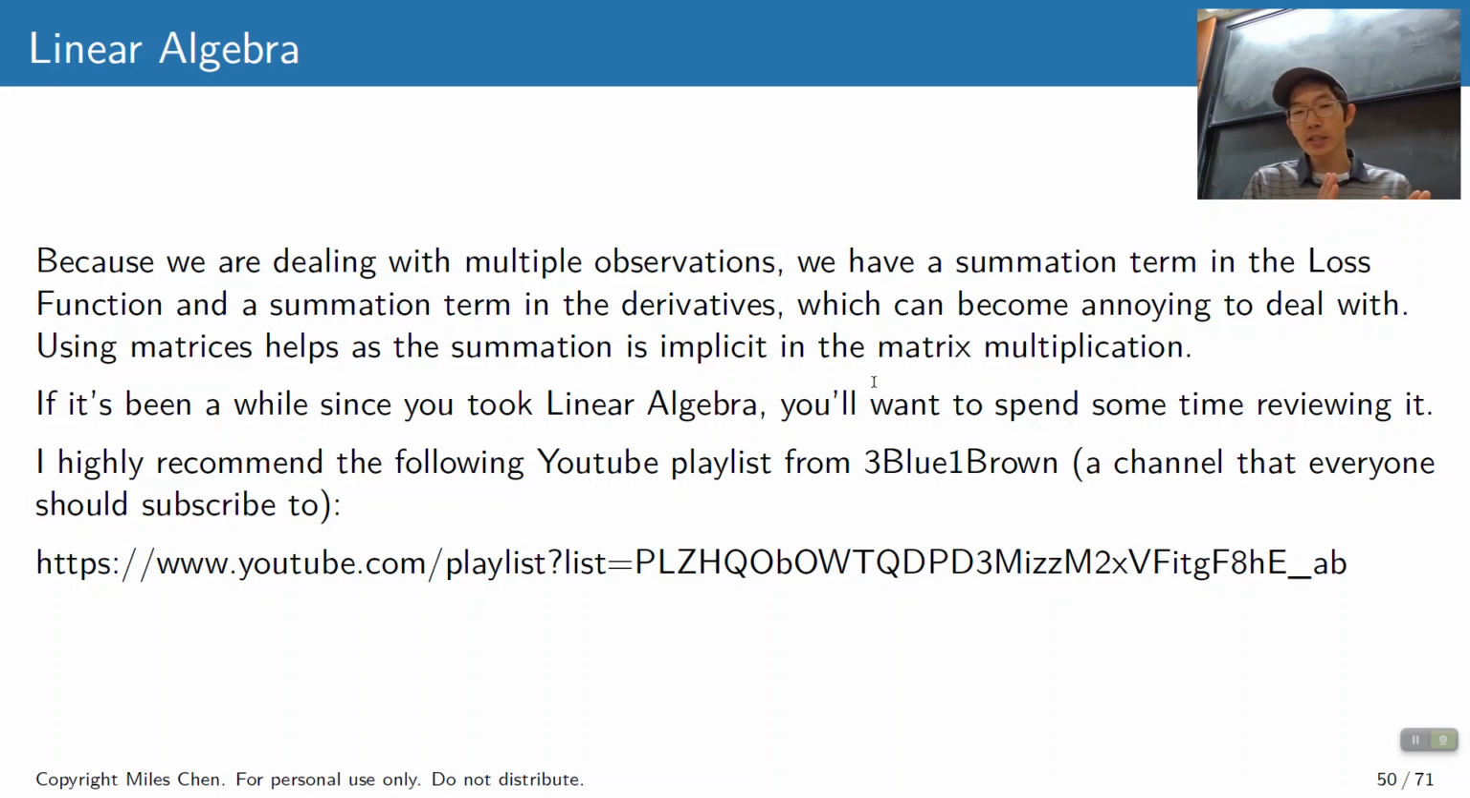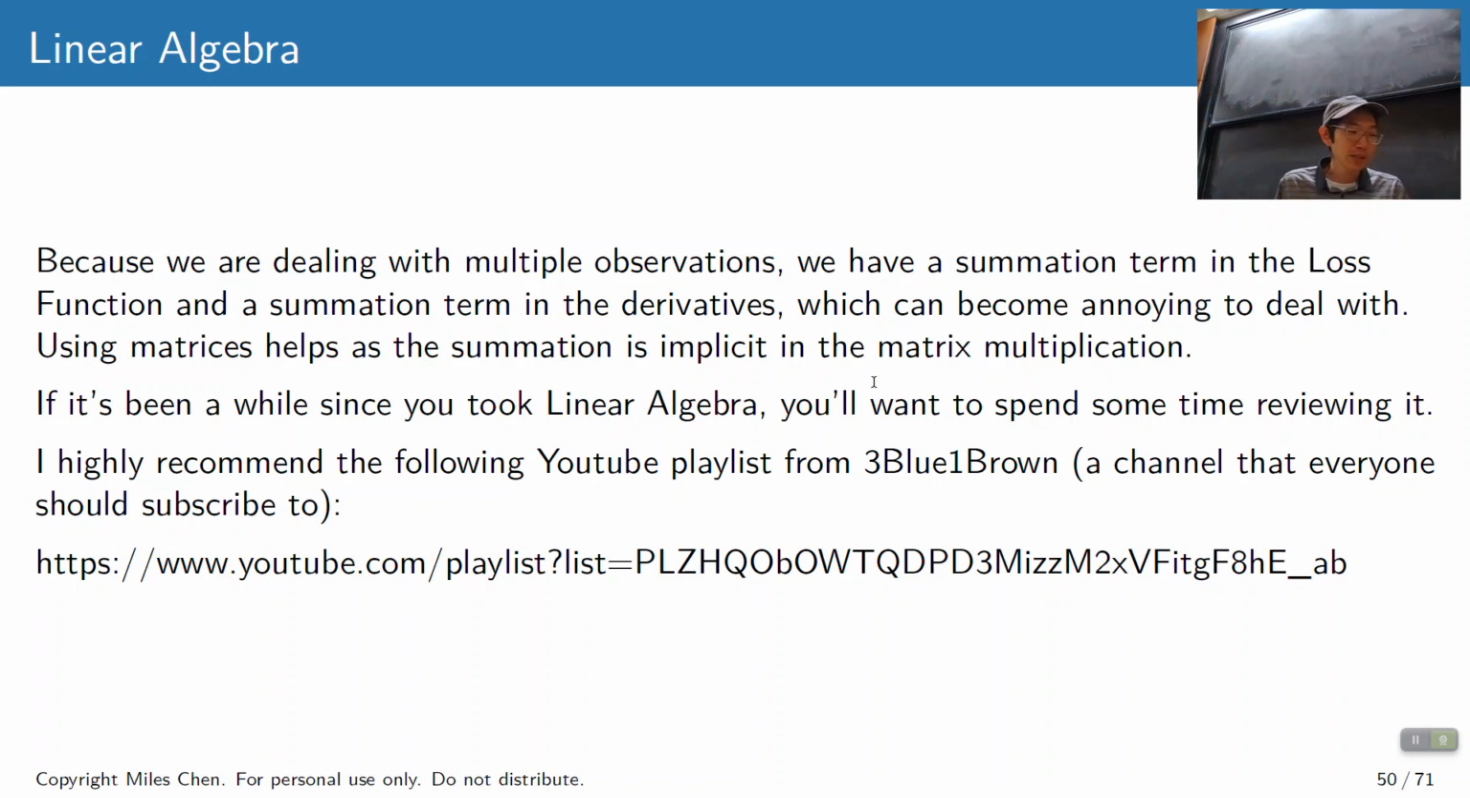Because when you do matrix multiplication, the summation happens in that multiplication step. If you take a row vector and a column vector and multiply them together, you're multiplying all of those elements and summing them up in that matrix operation.